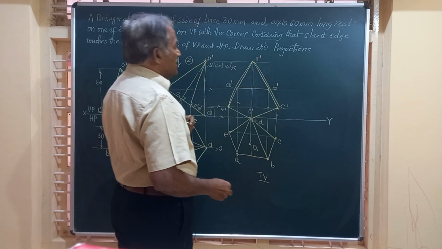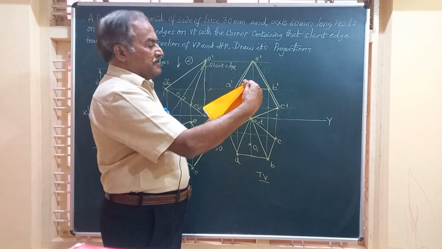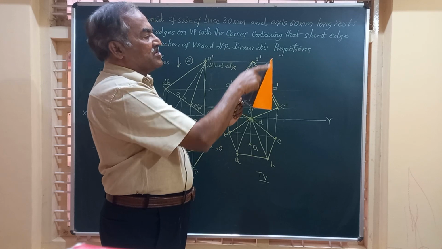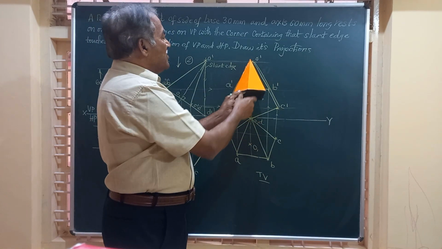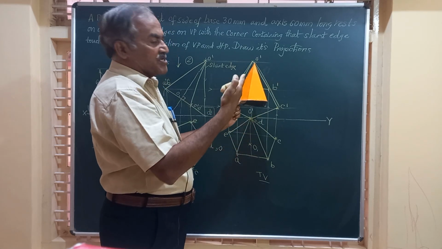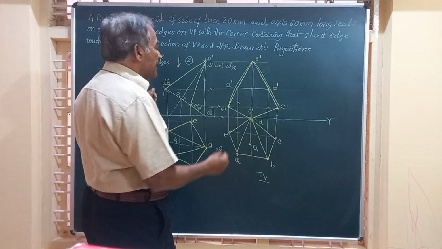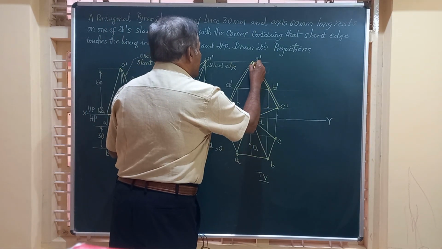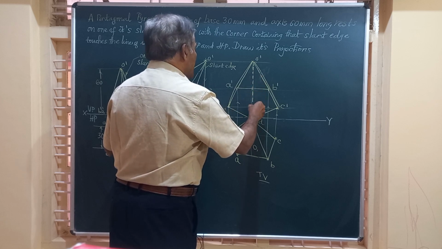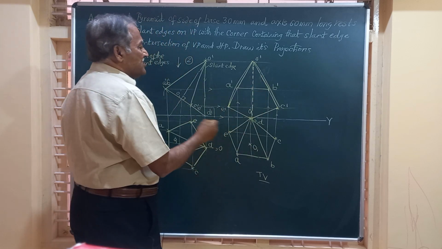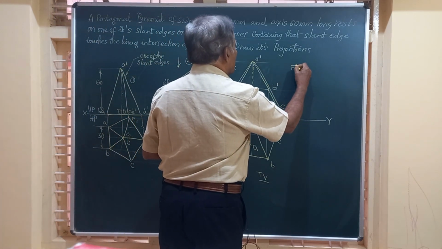And friends, when you are joining O dash to D dash, you know very well that slant edge is on VP. When it is on VP, you will not be able to see O dash D dash in the front view because that is covered by this solid, and hence I show this by a dotted line. A dotted line indicates an invisible line. Friends, this is how we get the final front view of the solid.